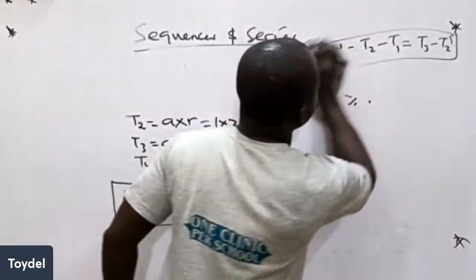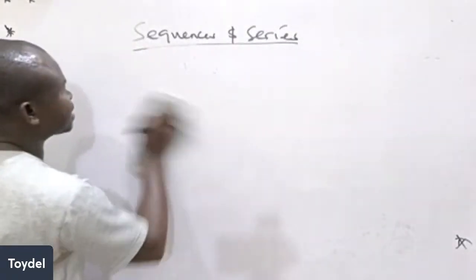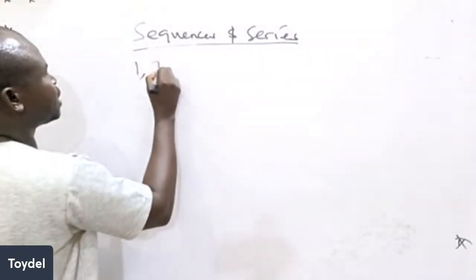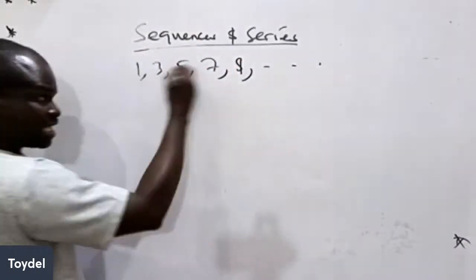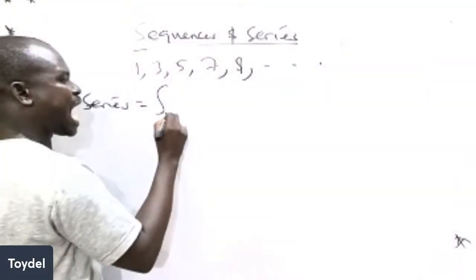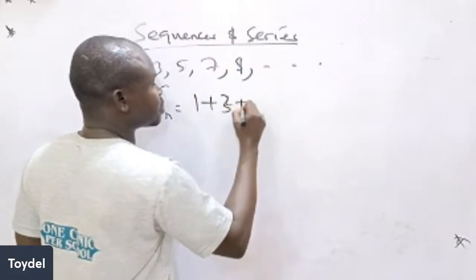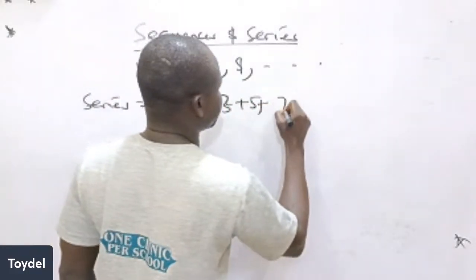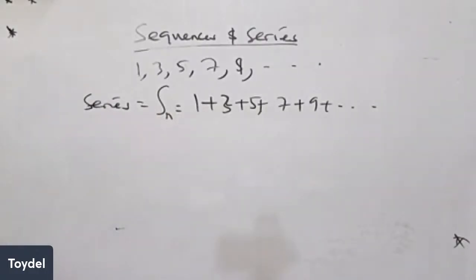Then what do we call series? Series is the addition of all the terms that we have in the sequence. For instance, like the example I gave, 1, 3, 5, 7, 9, dot, dot, dot. This is a sequence. When we talk about series, it simply means when we have everything in the sequence together, it's called series. Series is the addition of all the terms in the sequence.